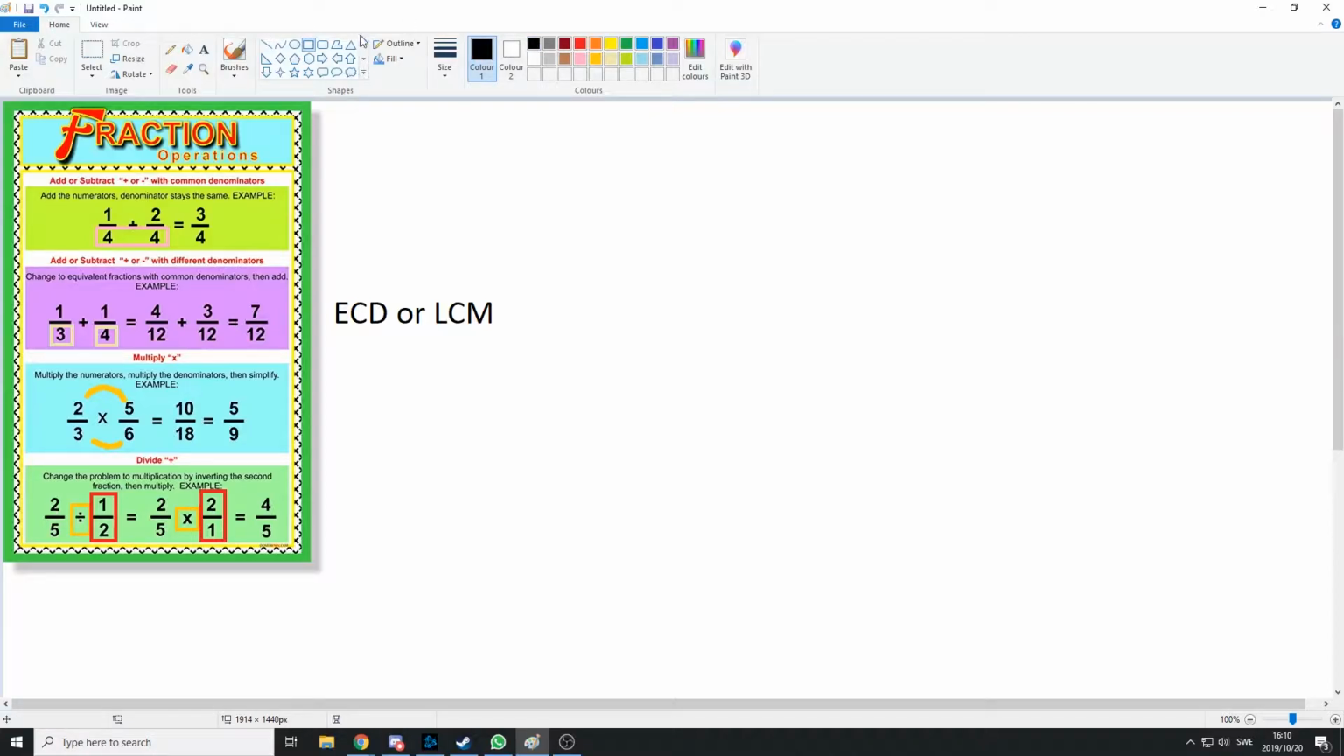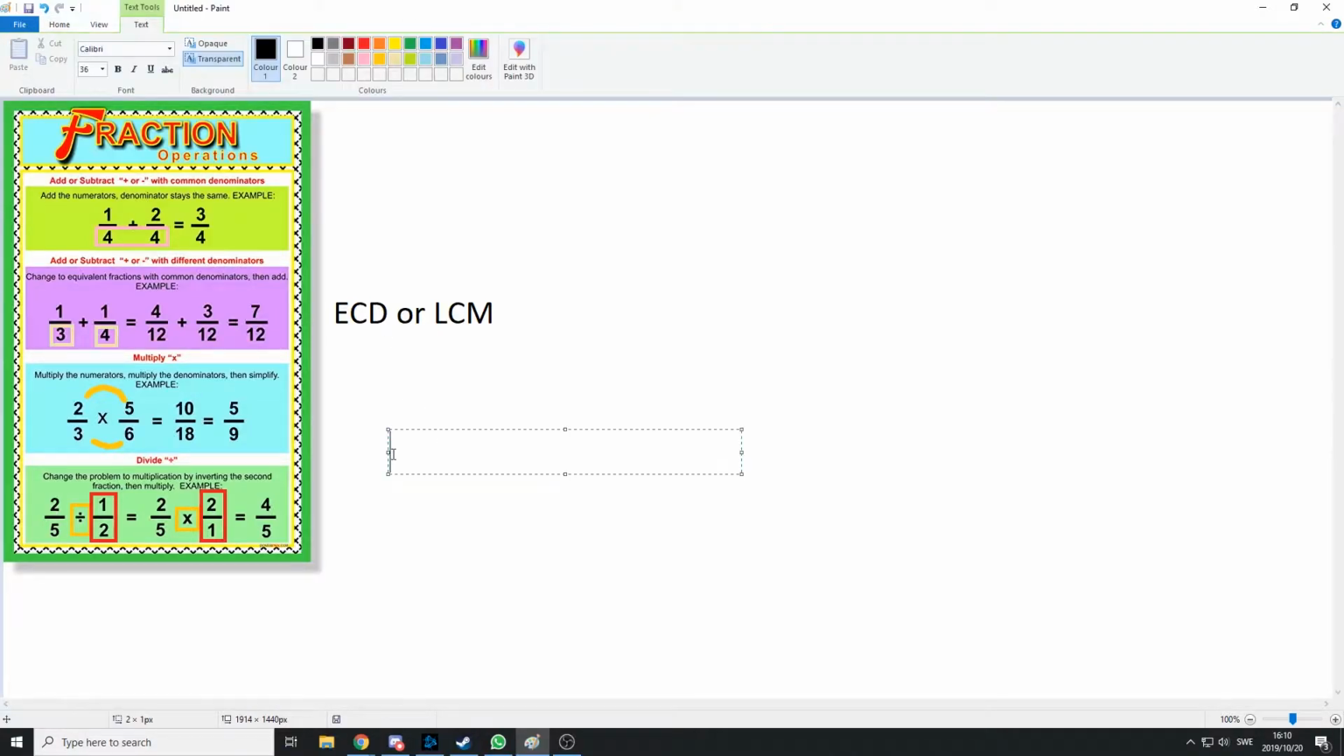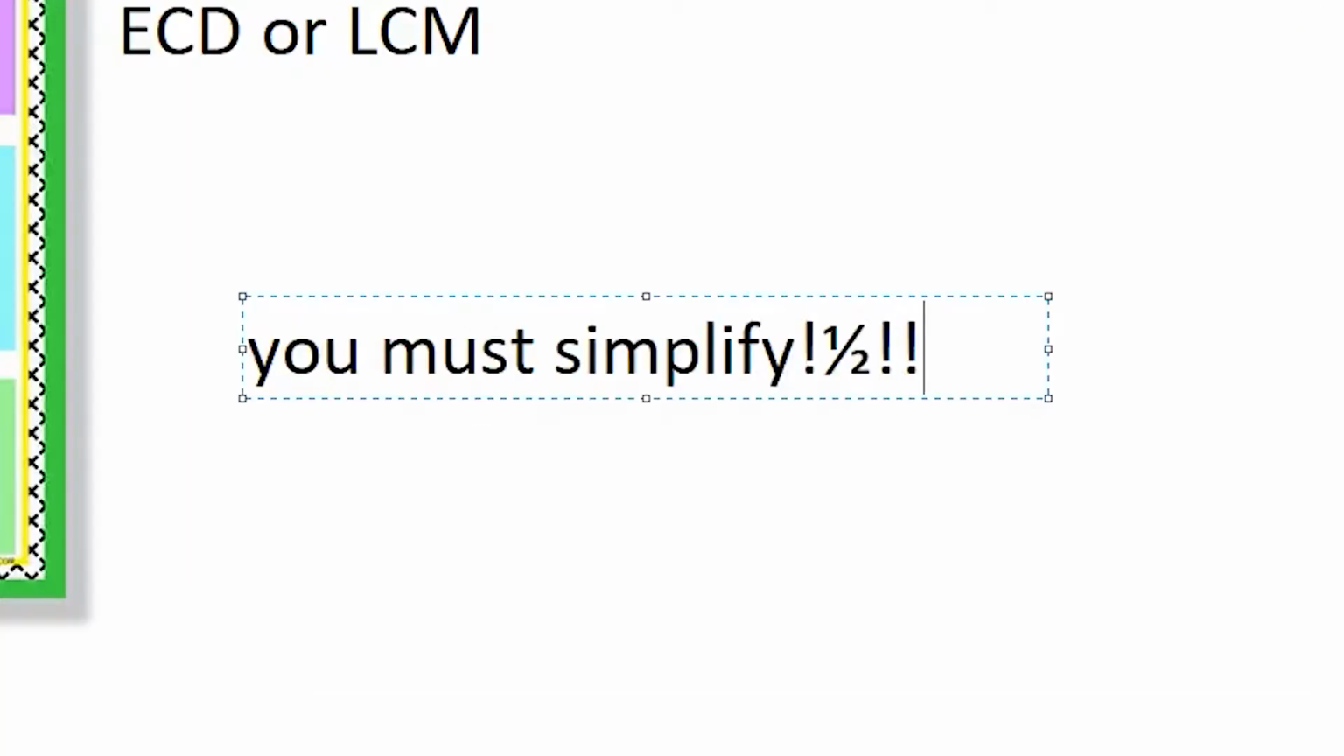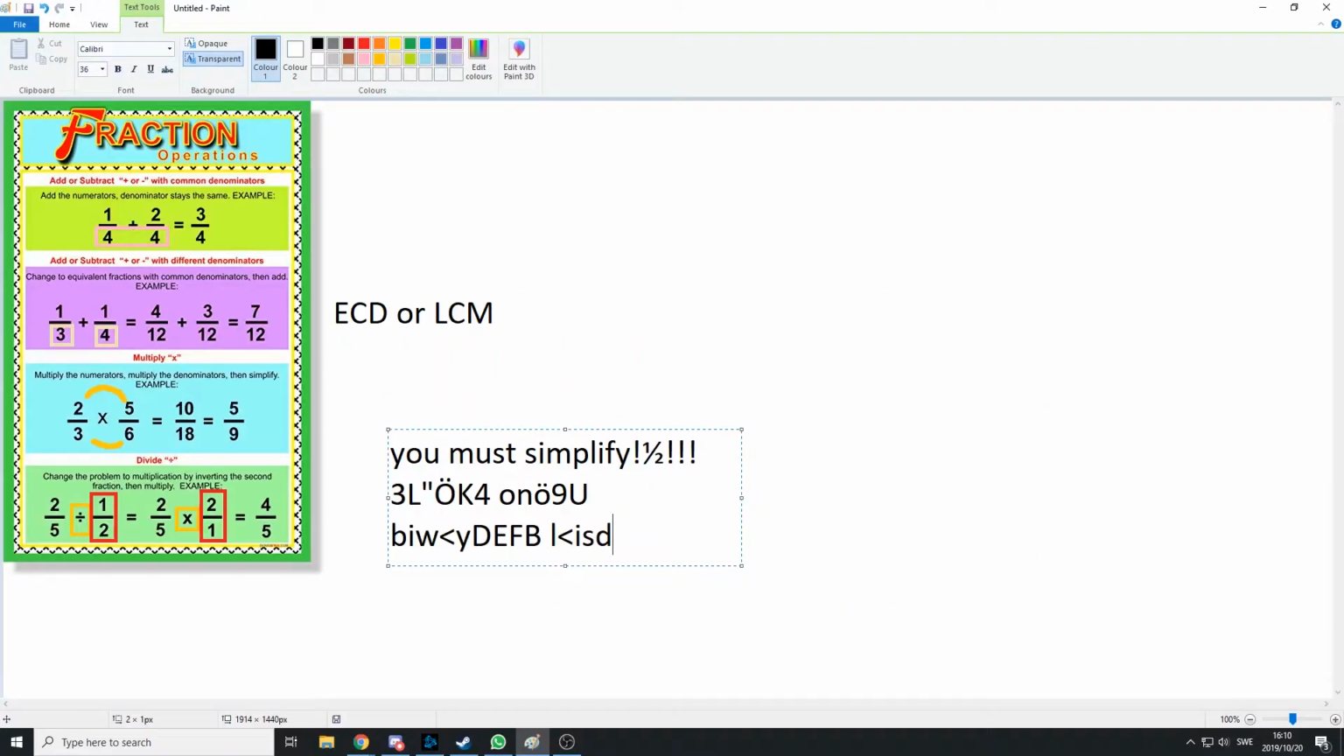And then, as always, super important to remember, if you can, you must simplify. Okay, so please remember to simplify when you are done with these questions.